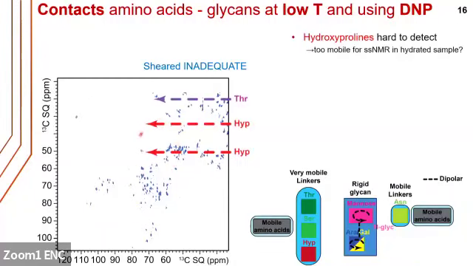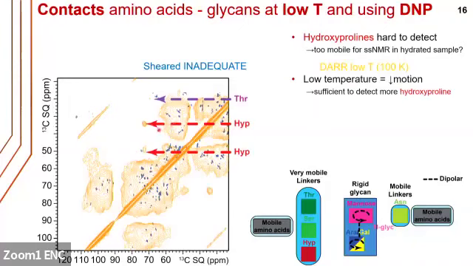As you can see here on the sheared INADEQUATE, meaning we just tilted the y-axis to make it match a single quantum frequency, the hydroxyproline are first of all very hard to detect at room temperature. But we realized that, here I'm just showing a DNP experiment, just by lowering the temperature without any microwave, we are still able to detect those hydroxyproline, meaning that hydroxyproline probably had motion interferences with the INADEQUATE experiment, and lowering the temperature, meaning decreasing the dynamics, made the detection of hydroxyproline possible.